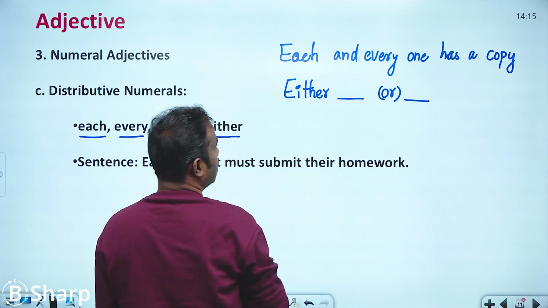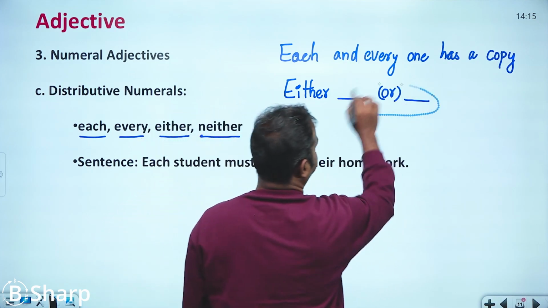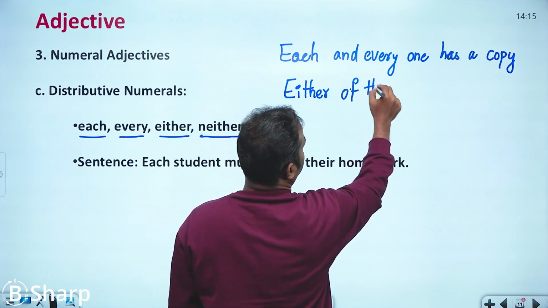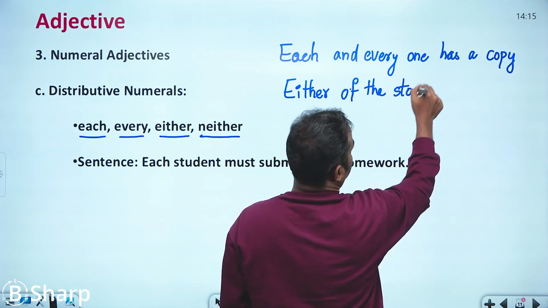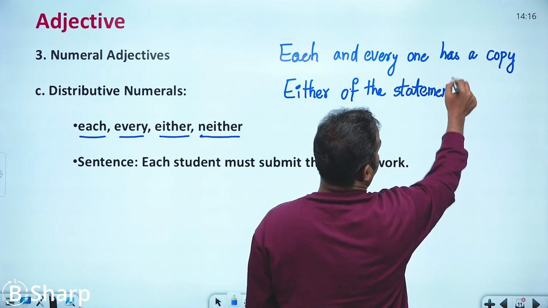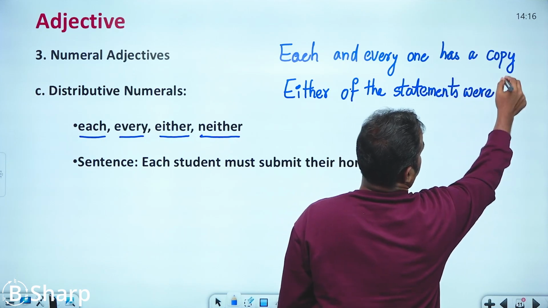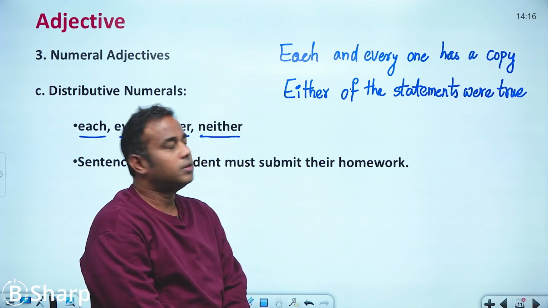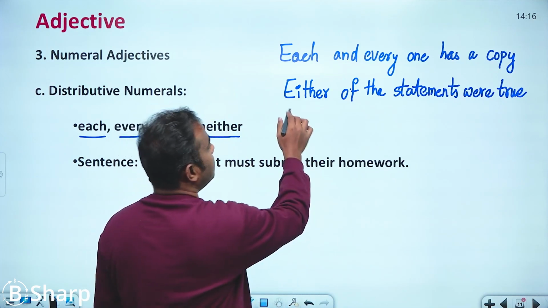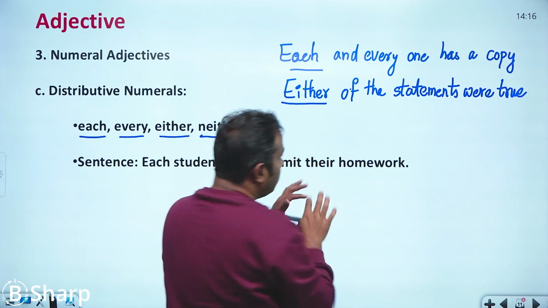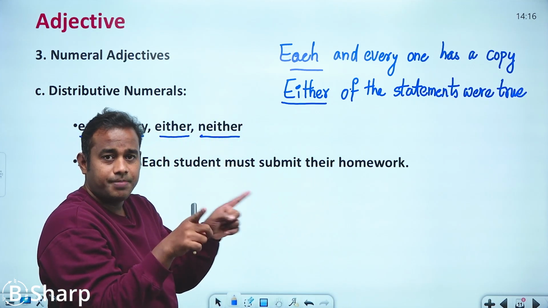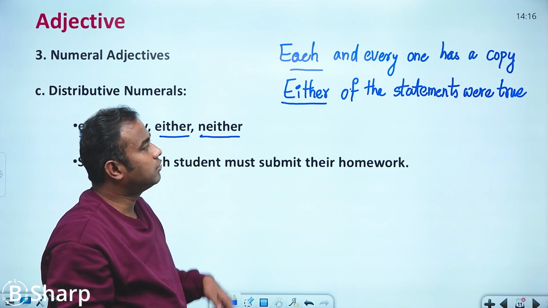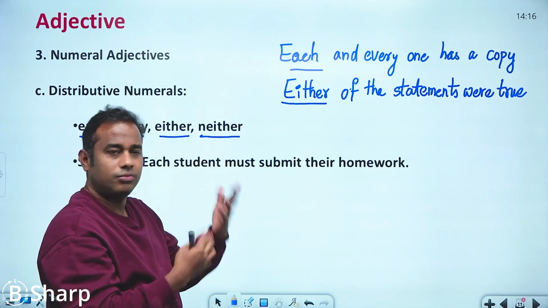But right now, try to understand here: either of the statements were true. Neither of them were right. What you are doing is distributing, though you don't know it. Either means both the statements. You have taken both the statements, and then both the statements were not true. Whichever way you want to convey it.